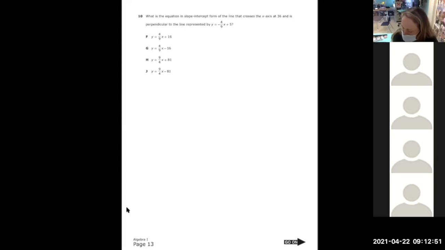Okay, so what is the equation in slope-intercept form of a line that crosses the x-axis at 36 and is perpendicular to the line represented by y equals -4/9 x plus 5? I want you guys to take your best guess right now because we're not going to go over this one. It's super complicated. One way that you could do it is graph all of those lines and see which one crosses the x-axis at 36 and looks like it's perpendicular. Perpendicular looks like this. I don't remember what the actual answer is to this. I have to look. So take your best guess.